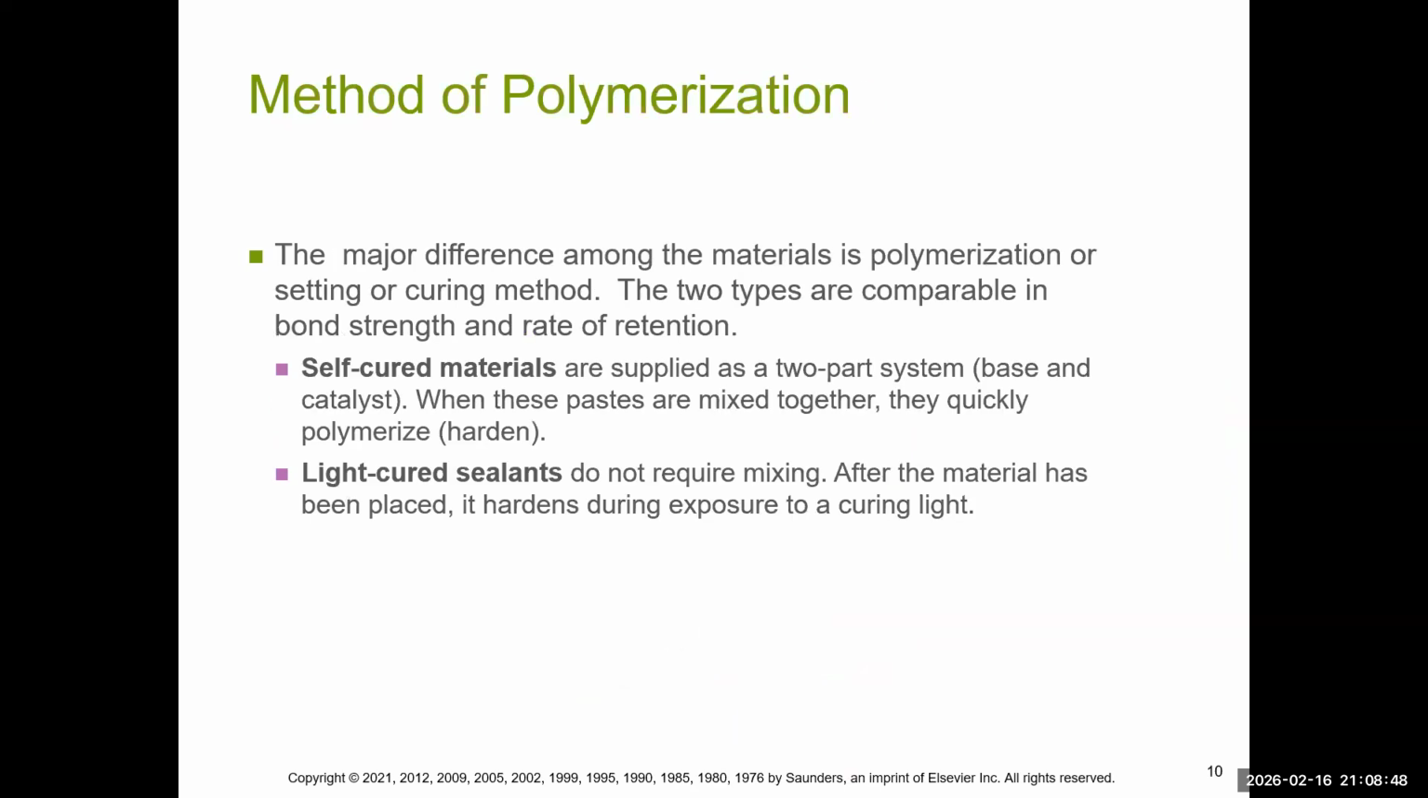So what are the methods of polymerization? We say it here, the method of the polymerization. There's self-cured and there's light-cured. So with self-cured, it's a two-part system. You have a base and a catalyst, kind of like temp bond or kind of like IRM. Go back to your dental materials lab and you'll remember when you mix the two, you got a catalyst and a base. And then when they're mixed together, they quickly harden.